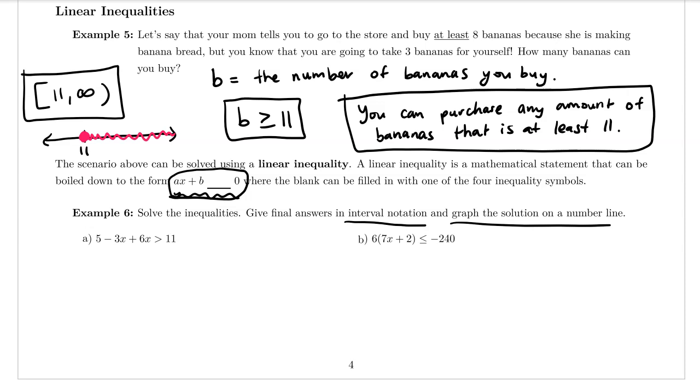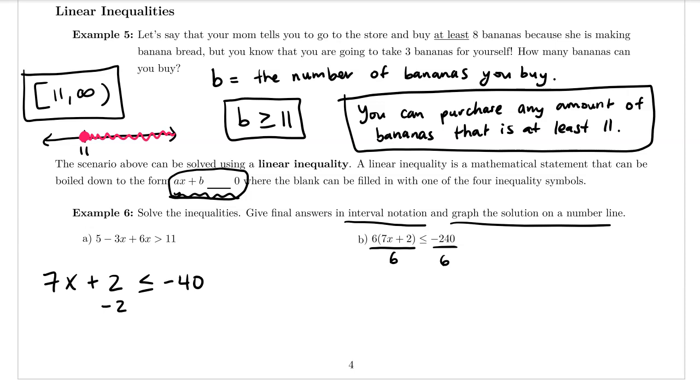For part B, we have 6 times 7x plus 2 is less than or equal to negative 240. And our goal right now is to try and isolate x. So what we could do is start off by, notice that these are being multiplied, so I could divide both sides by 6. And if we did that, we'd be left with 7x plus 2 is less than or equal to negative 40.